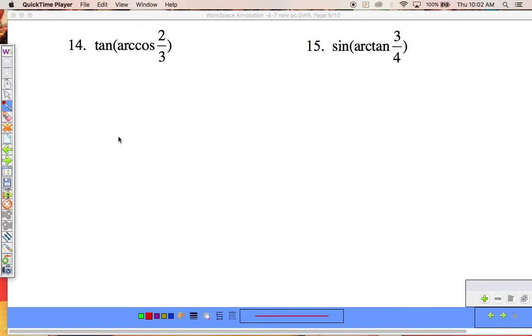All right, let's keep going with the lessons. I'm going to ask you to find me the tangent of the arc cosine of 2/3. The tangent of the arc cosine of 2/3. Again, 2/3 isn't a good angle, so I'm going to draw a triangle.